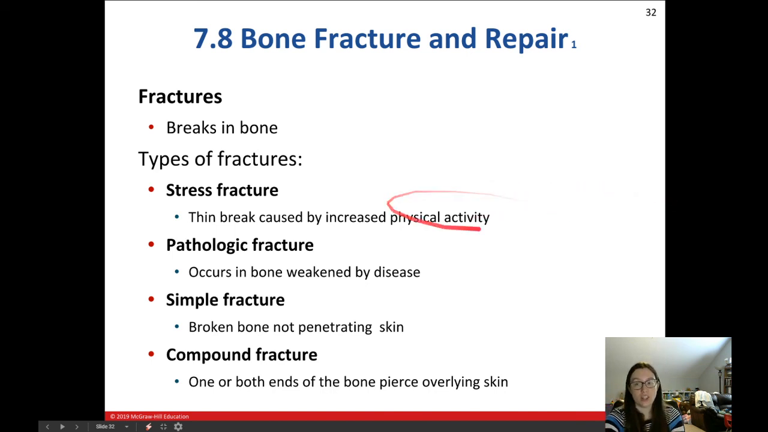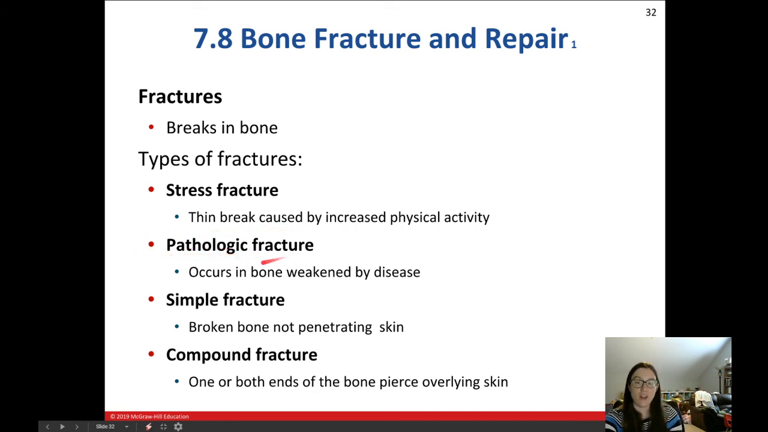And this is caused by too much increased physical activity. I said that increasing physical activity is good because it puts some stress on the bone and that helps the bone become stronger. That's adaptive remodeling. But if you do too much activity, that's maladaptive remodeling, and that can actually cause these stress fractures. So if you're training every day for a marathon and training really hard, you might get a stress fracture. So we want a moderate amount of physical activity.